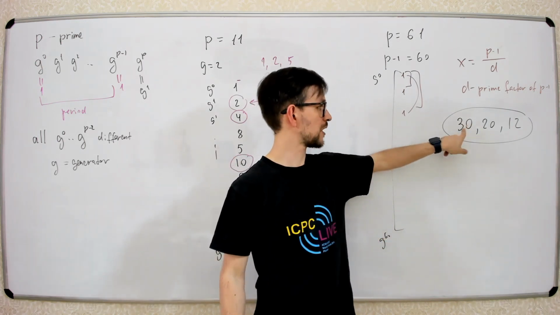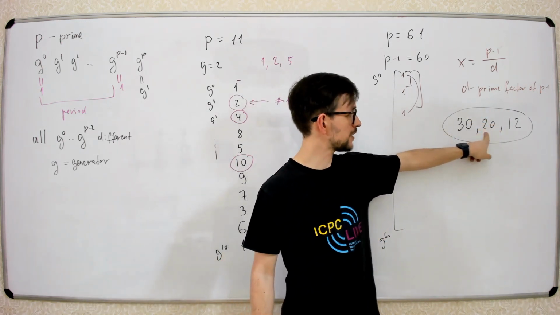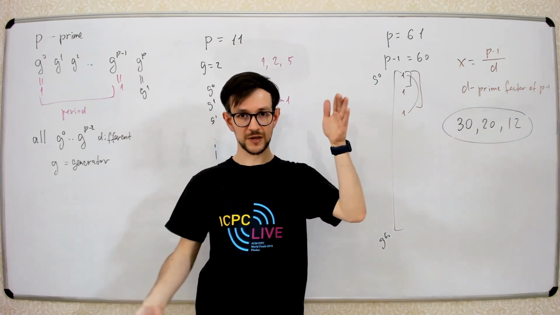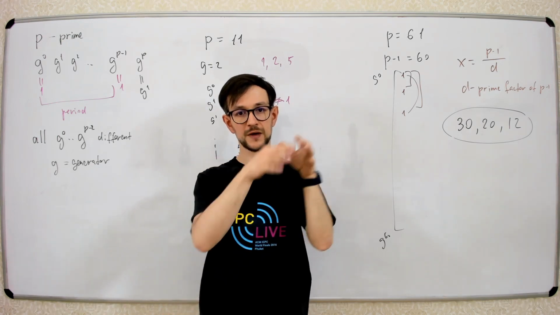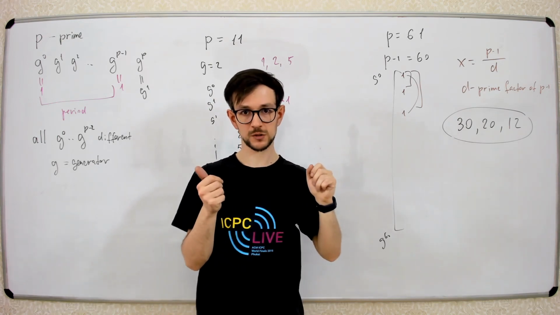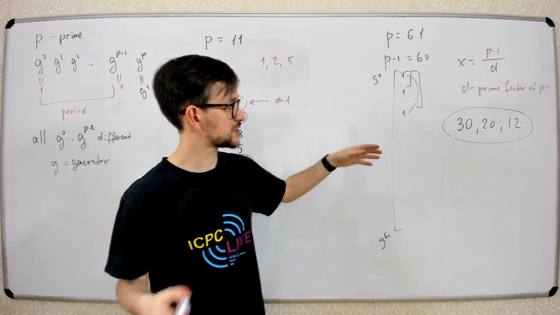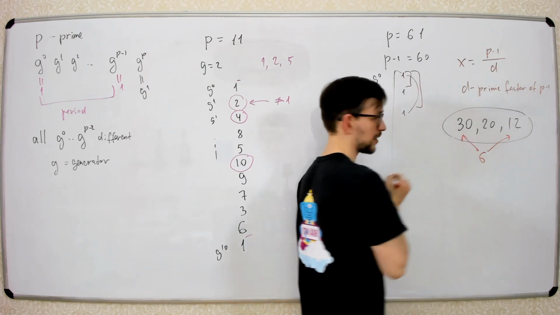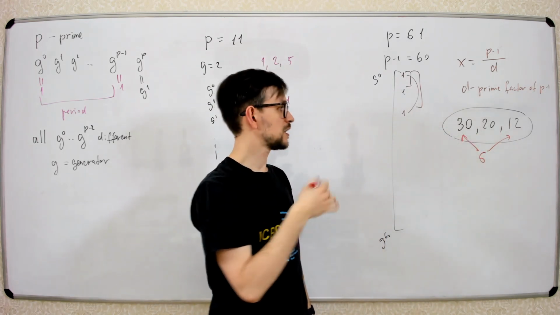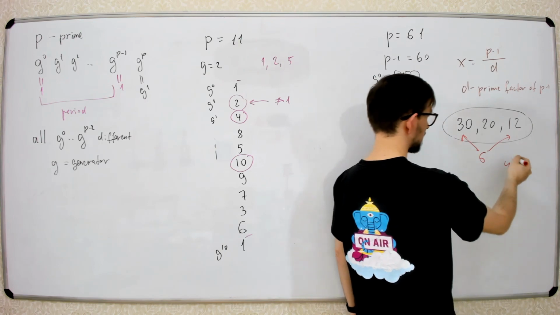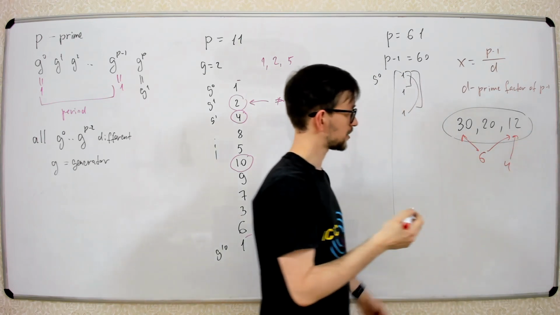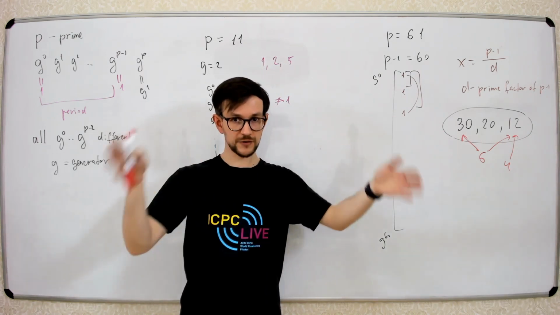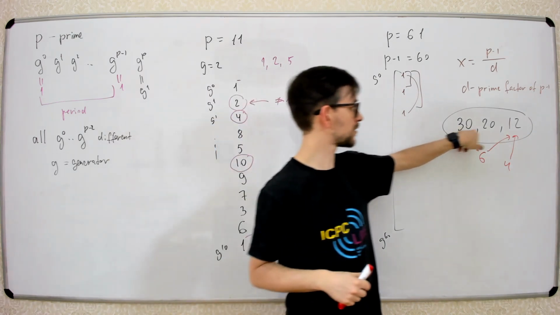If we don't have period of length 30, we don't have period of length 20, we don't have period of length 12, then there is no period of length less than 60. Because any other length of the period will be part of these periods. If you have period of length 6, for example, then you will have period of length 12, and you have period of length 30. If you have period of length 4, then you have period of length 12, and so on. So for each smaller period, if you have this small period, then you have this period as well. So you only need to check these 3 values.